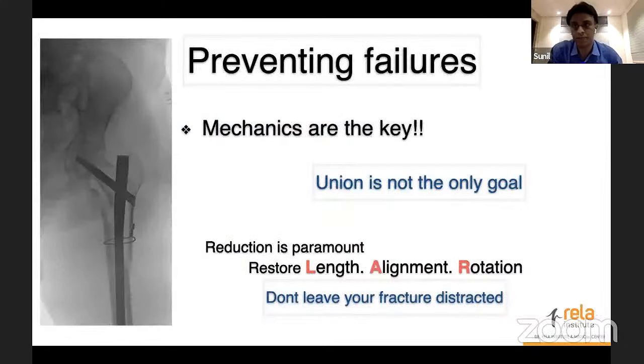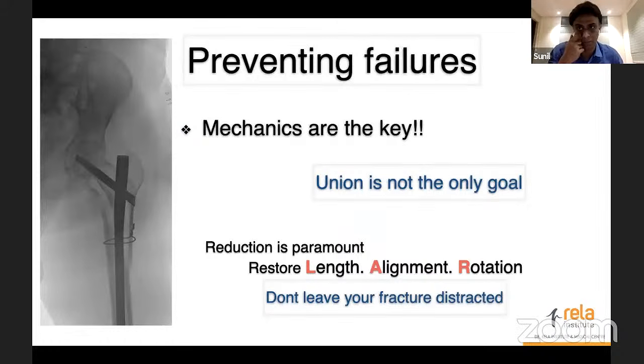So how do you prevent failures when you nail a subtroch fracture? You have to remember mechanics are the key. Though biology is important, when you think of treating a subtroch fracture, you need to restore mechanics. That is paramount. You have to remember union is not the only goal. You need to make the proximal femur look like a proximal femur so that it works seamlessly as it used to before the injury.